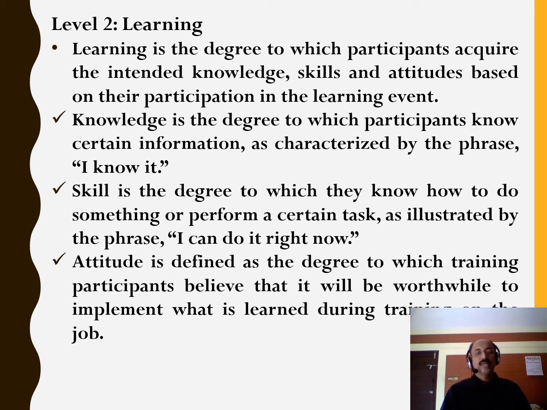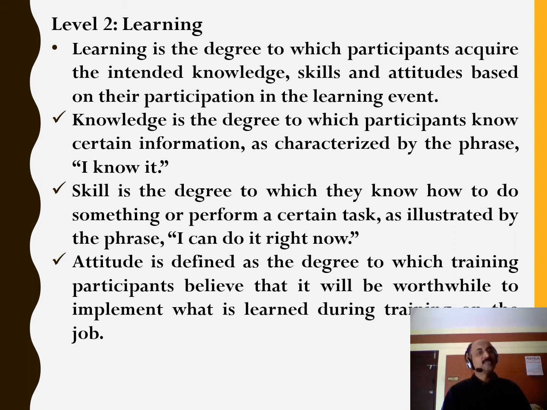One, knowledge. Now knowledge is the degree to which the participants know certain information, as characterized by the phrase "I know it." So if the trainee says, after the training process, "I know it," on a particular context, then you can say that the trainee has achieved knowledge. Now skill is the degree to which they know how to perform. So he will say a phrase, "I can do it right now."